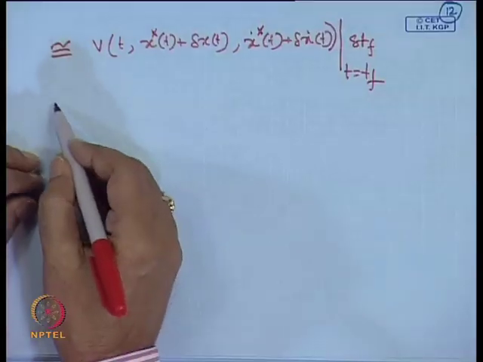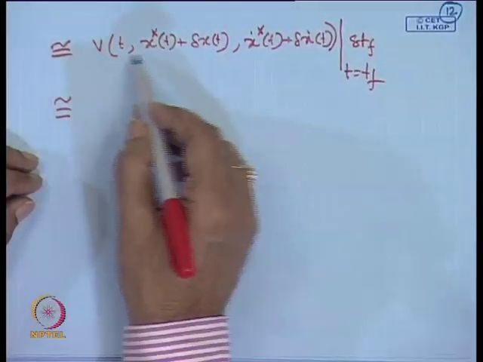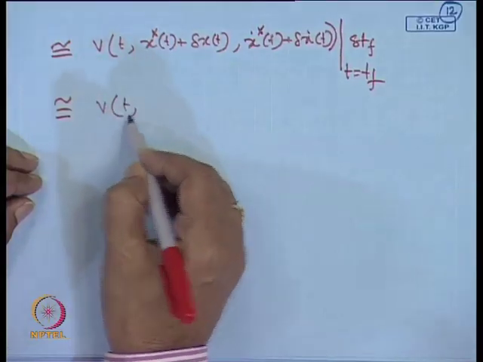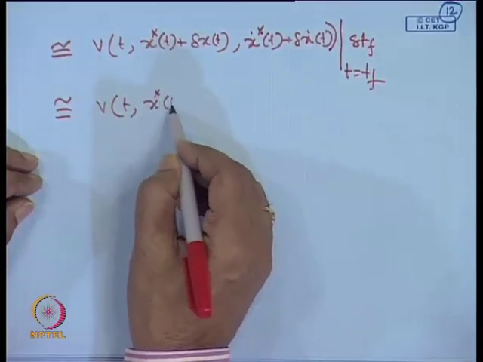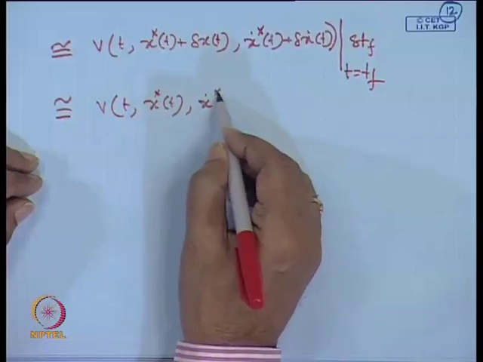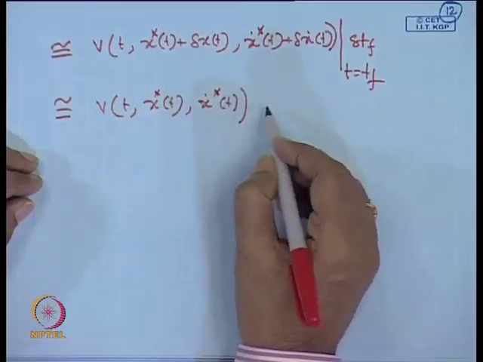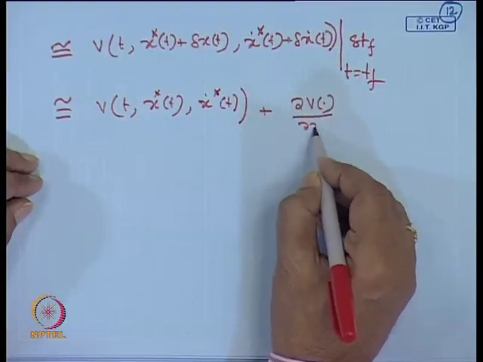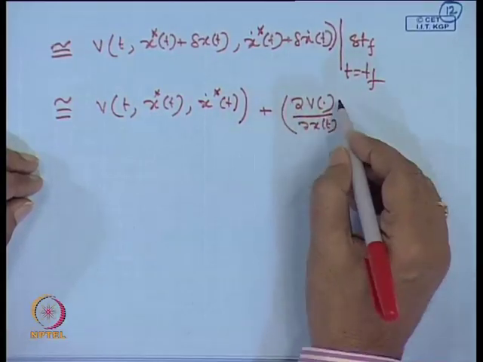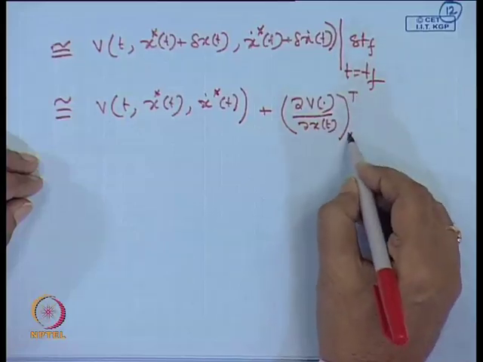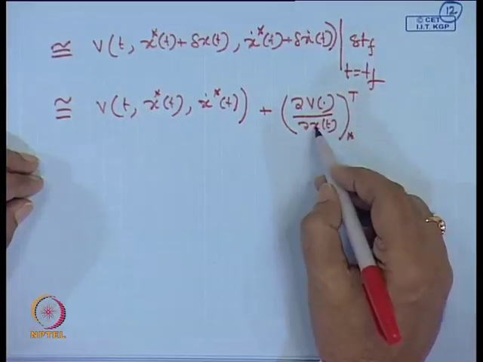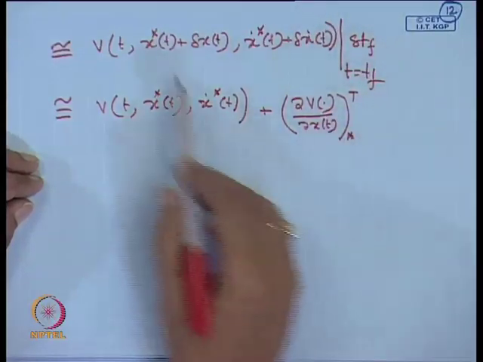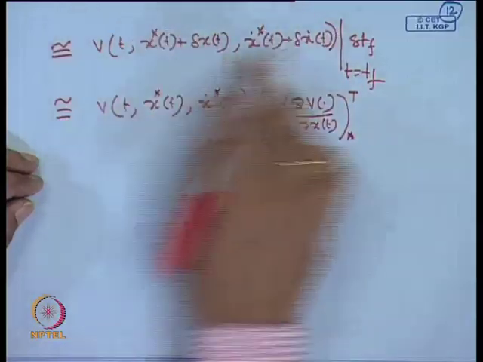So, this I can write as nearly equal to, if you do the Taylor series expansion of that one, V(T, x*(T) + δx(T)) plus V dot of this, x(T) whole transpose. If it is a vector, then you have to take the transpose; if it is a scalar, transpose is not necessary at all. So, this is the Taylor series expansion at T equal to T f.